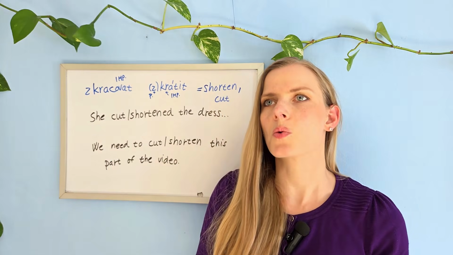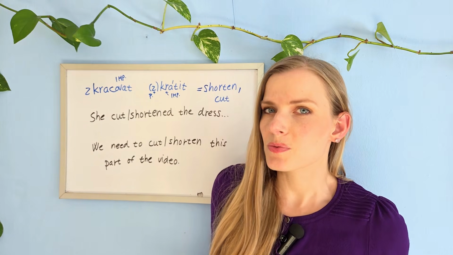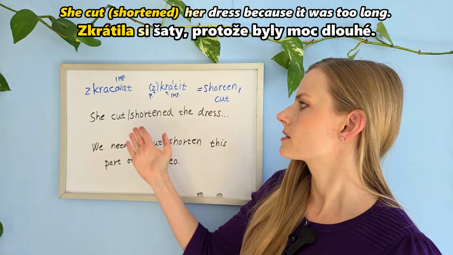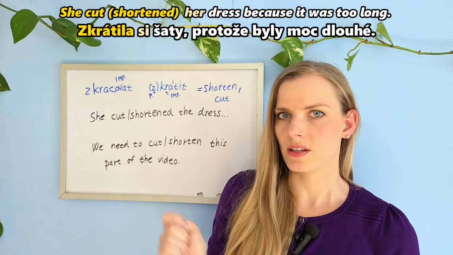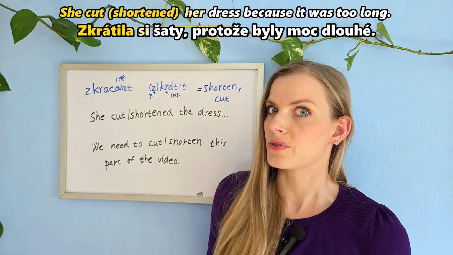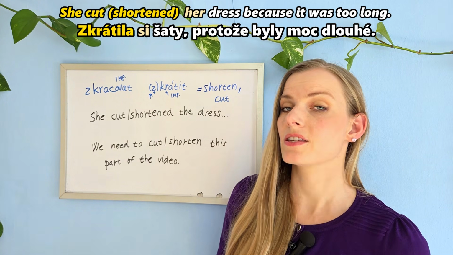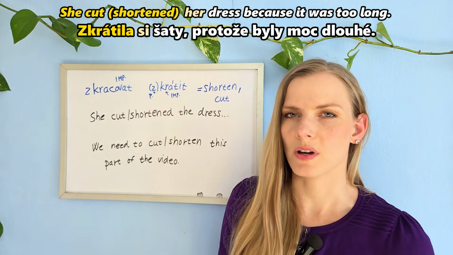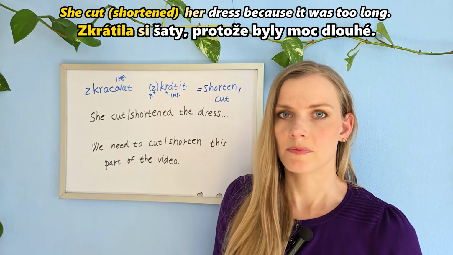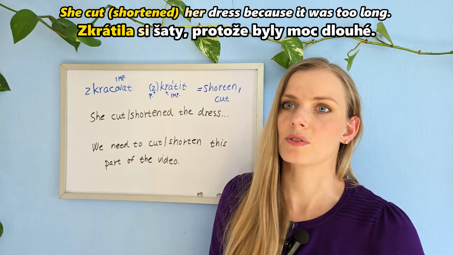So for example, you want to say, she cut the dress because it was too long. She shortened the dress. Zkrátila si šaty, protože byly moc dlouhé. We could also say ustřihla. Ustřihla si šaty. She cut a part of that dress with scissors.